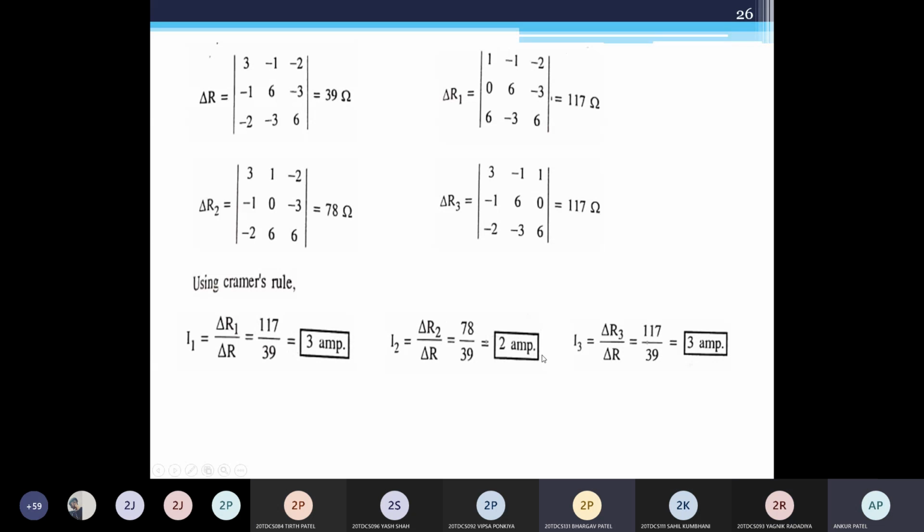Okay, we have I1, I2, I3 only. Don't go for I4. So this is the answer: mesh currents I1, I2 and I3.